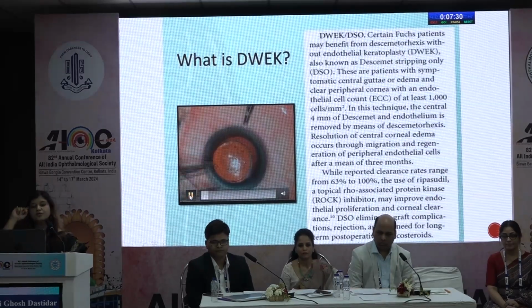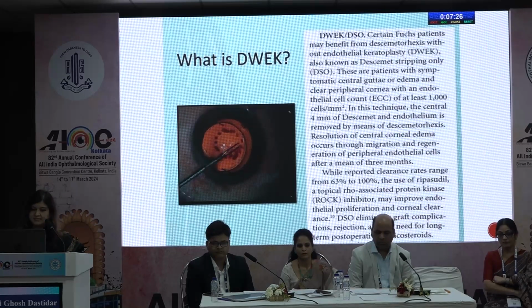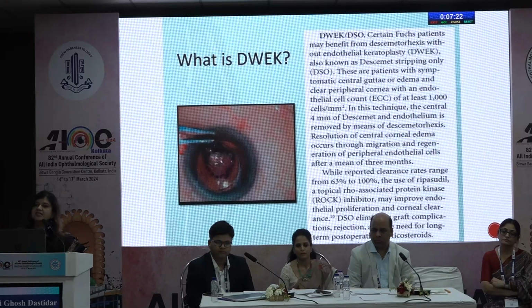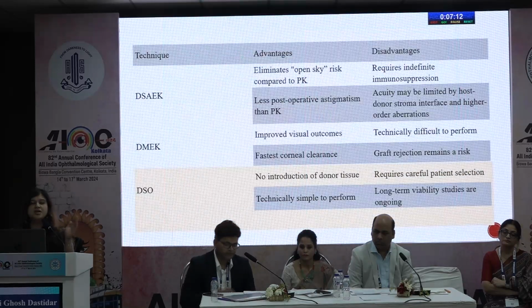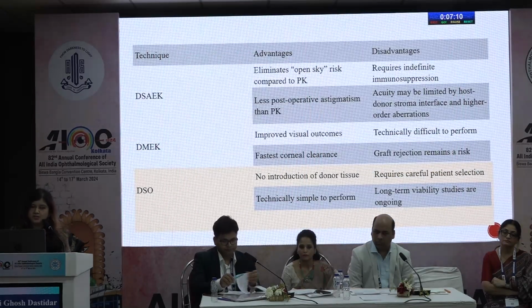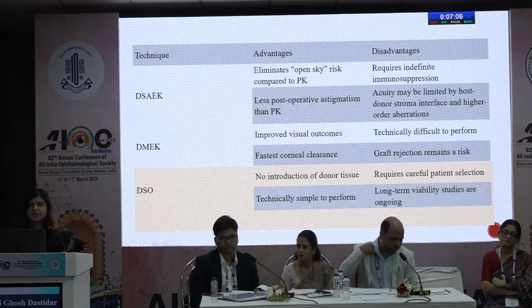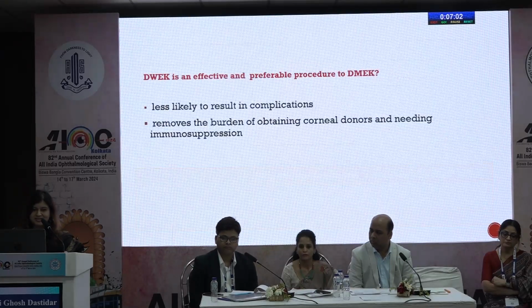Here we remove the central 4 millimeters of the Descemet. So it's like a descemetorhexis. We are removing it, and after that, we can start with the ROCK inhibitors. Again, the aim is to delay this central corneal edema before we are referring a patient, or the patient is waiting for an EK. So DSO, there is no need of a donor tissue, but it requires careful patient selection. It is a simple technical procedure, but yes, we have to see the long-term results.